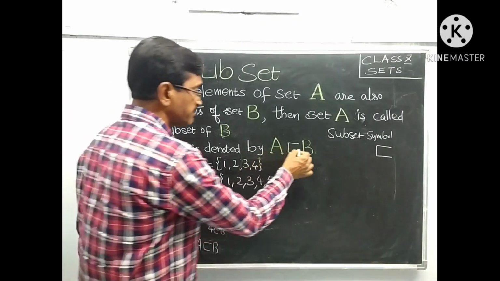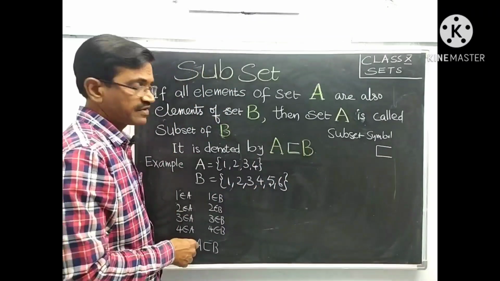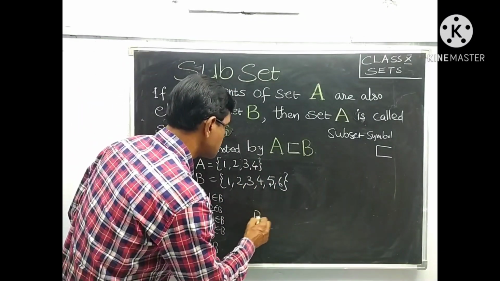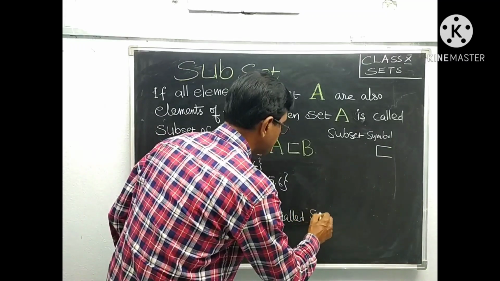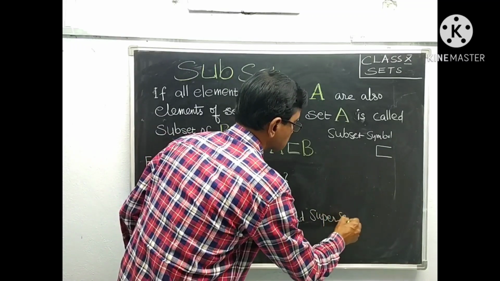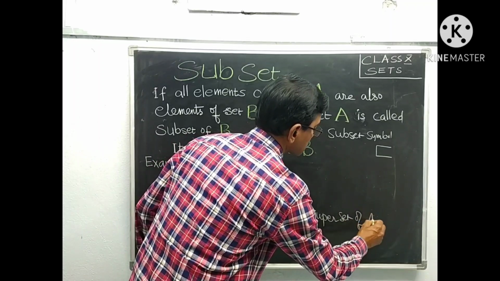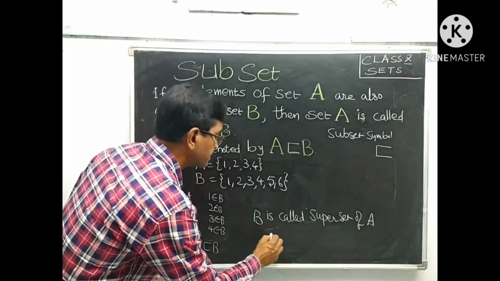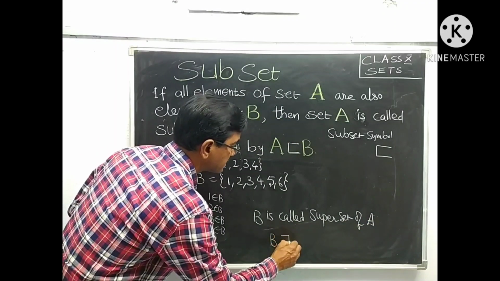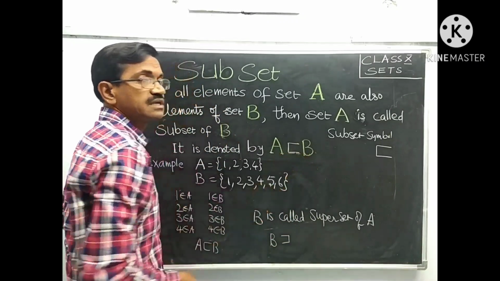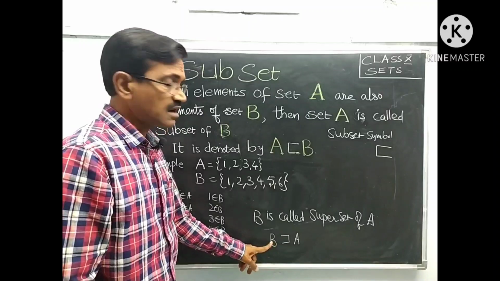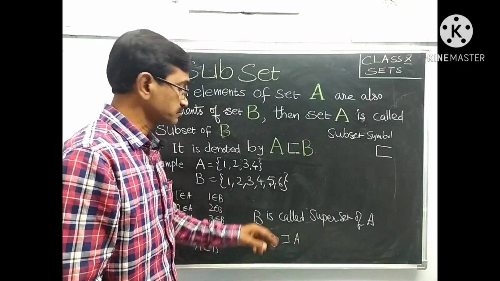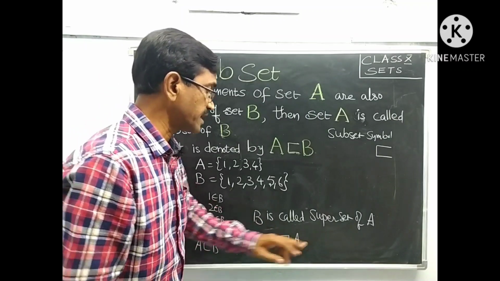Moreover, B is called what? Superset of A. B is called superset of A. It can be represented by the reverse symbol of this symbol. That means B contains all the elements of A.